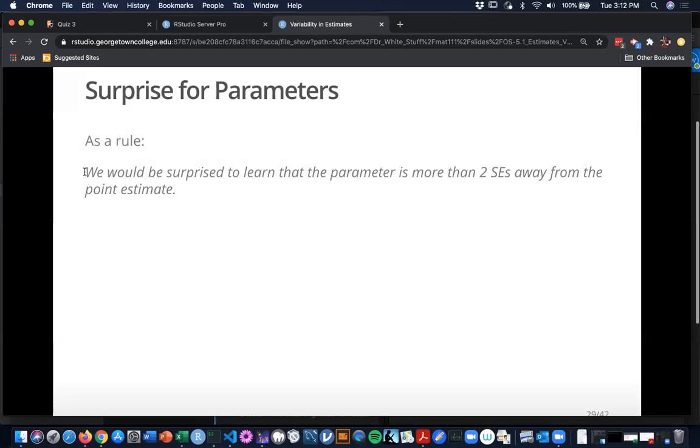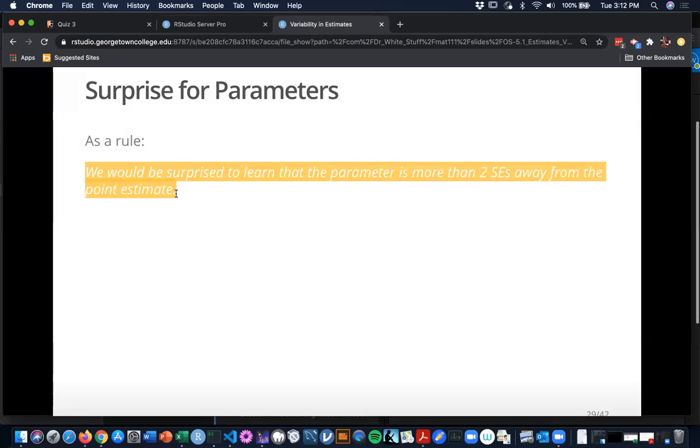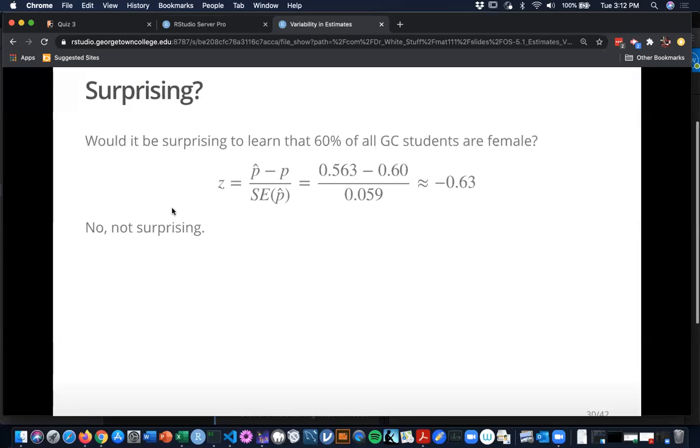As a rule, we would be surprised to learn that a parameter is more than 2 standard errors away from the point estimate. Now, I want to back that up later, but I won't fully back it up today, but I do want to introduce it. And let's just compute a couple of examples.